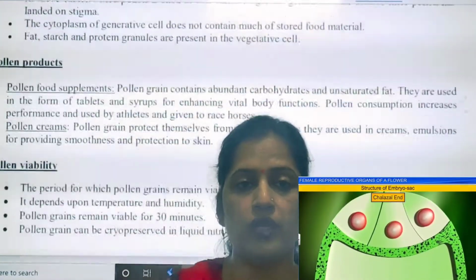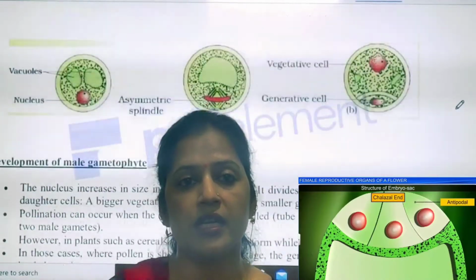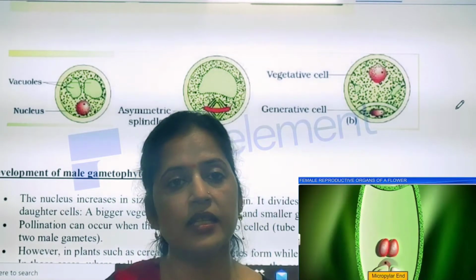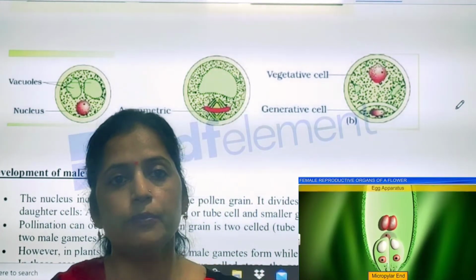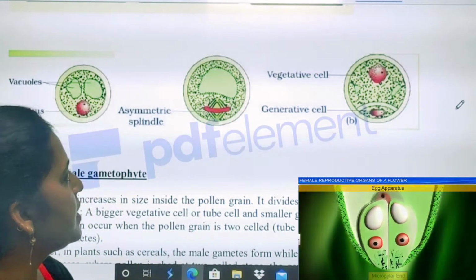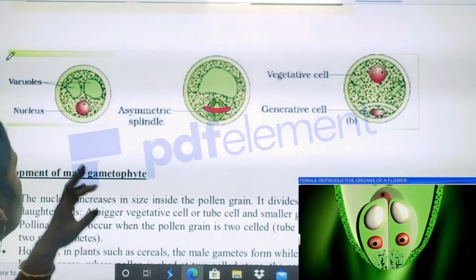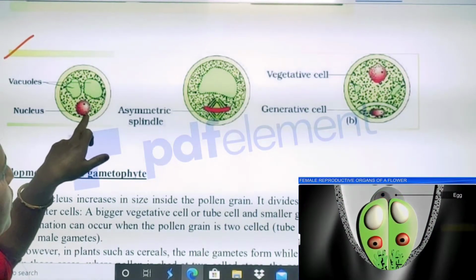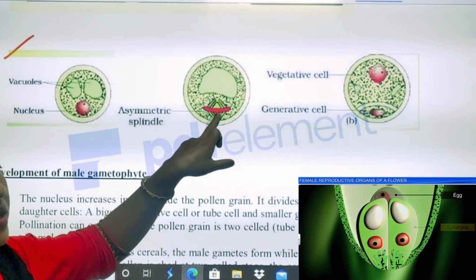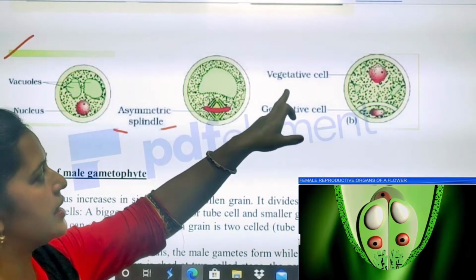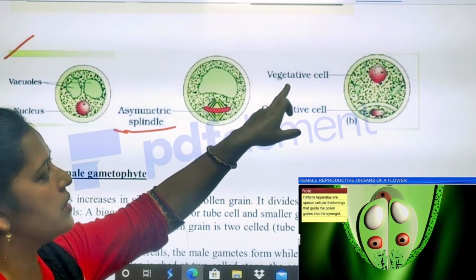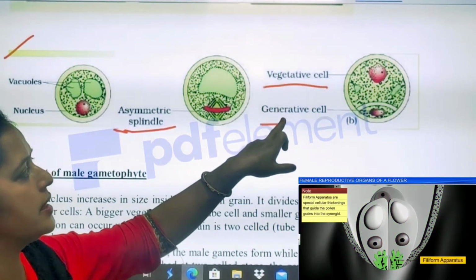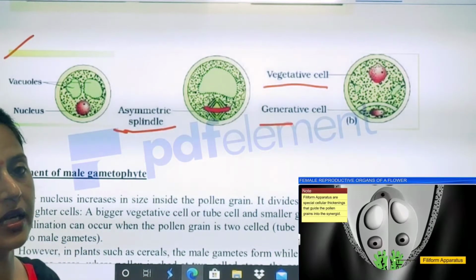Sporoderm consists of two layers. The outer layer is the exine, which is a thick layer, and the inner layer is the intine, which is a thin layer. So this is all about the pollen grains, and this is the diagrammatic representation of the pollen grain. These are the vacuoles, and inside there is a nucleus, with an asymmetric spindle shape, and two types of cells occur, the vegetative cell and the generative cell.